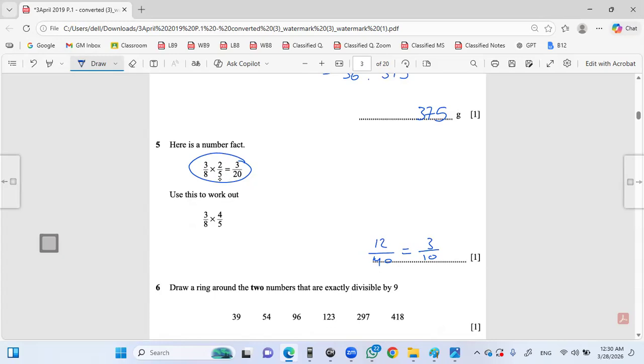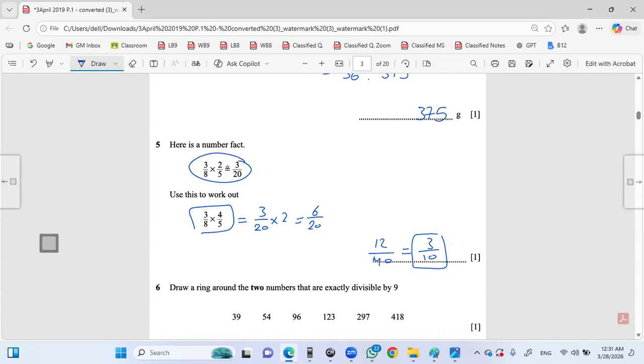Using the fact, if you noticed over here, this requires you to write down that this should give you the same answer as 3 over 20, which is up there, but it is doubled because I haven't only multiplied by 2 over 5. No, it's multiplied by 4 over 5. So it is doubled, which is going to give you 6 over 20. Simplifying that, dividing by 2, is going to give you 3 over 10. This is how you use the fact.